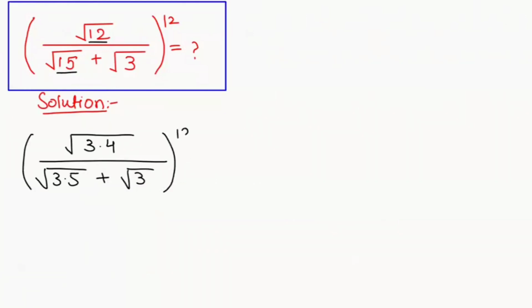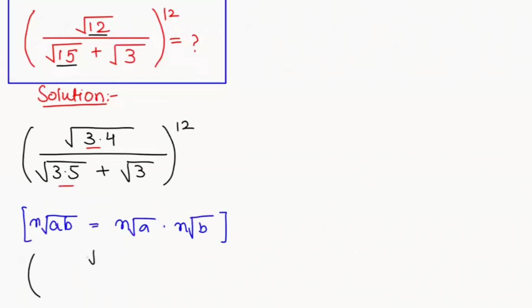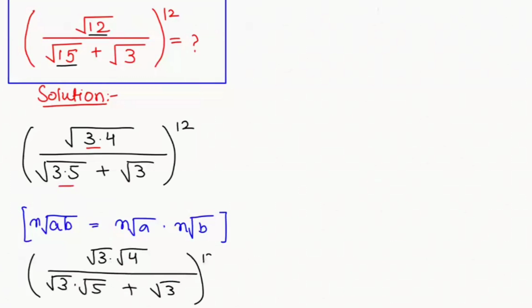Now next, I am going to apply the radical rule, that is, nth root of a times b can be written as nth root of a times nth root of b. So I am going to write this in separate roots: root of 3 times root of 4 over root of 3 times root of 5 plus root of 3, and whole to the power of 12.